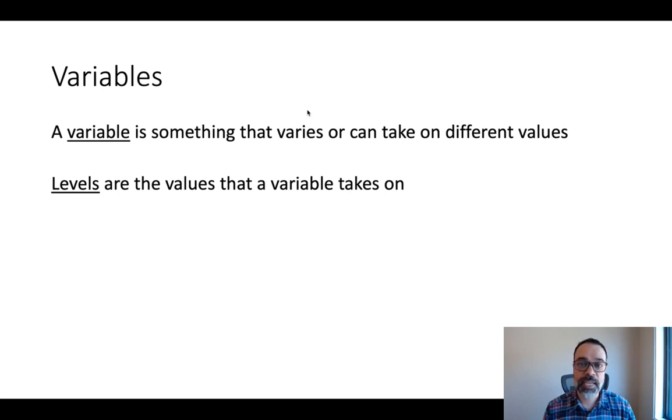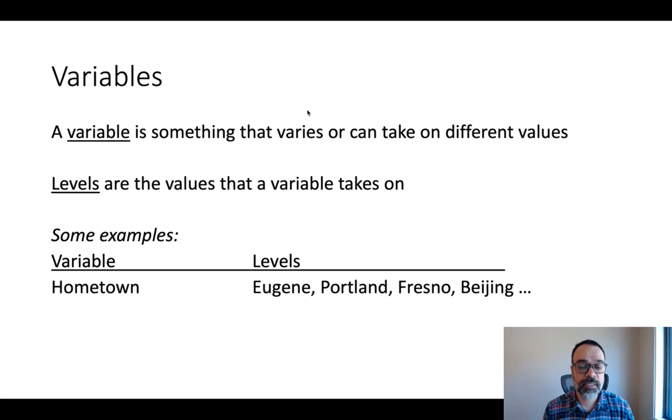So to give you a few examples to make this a little bit more concrete, suppose I do a questionnaire to the class and I ask you, what's your hometown? That might be a variable. And the different responses people give would be the levels. So someone might say, I'm from Eugene. Someone might say, I'm from Portland, from Fresno, from Beijing. So the variable is your hometown. The levels are those specific values.